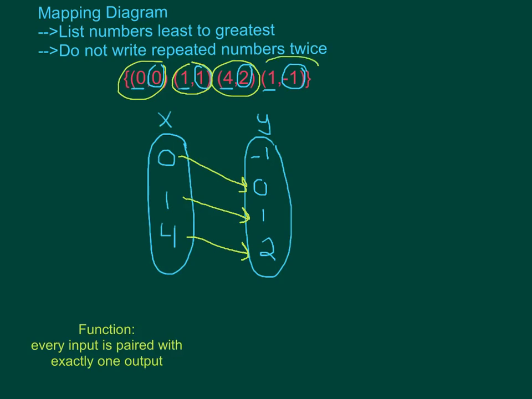And finally the point (1, -1). So let's go back to the definition. Function: every input is paired with exactly one output. Well, if you look at this input of 1, it is paired with two different outputs. Therefore, this is not a function.